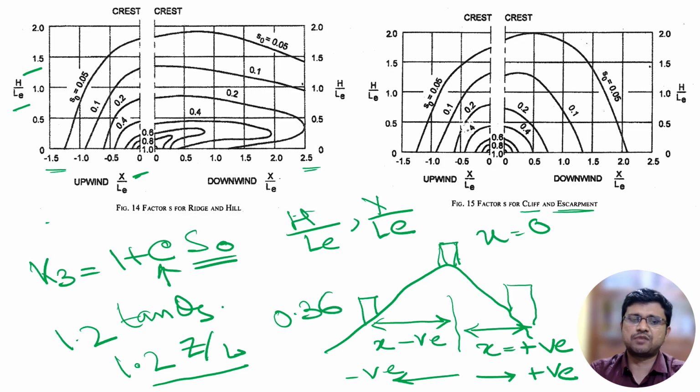So if we know the value of Z and L and also theta s, because theta s will give us the understanding of which equation we have to use. So all these values are actually required. We need the values of H, X, LE, Z, L, theta s. All these values are required for calculating the value of K3.